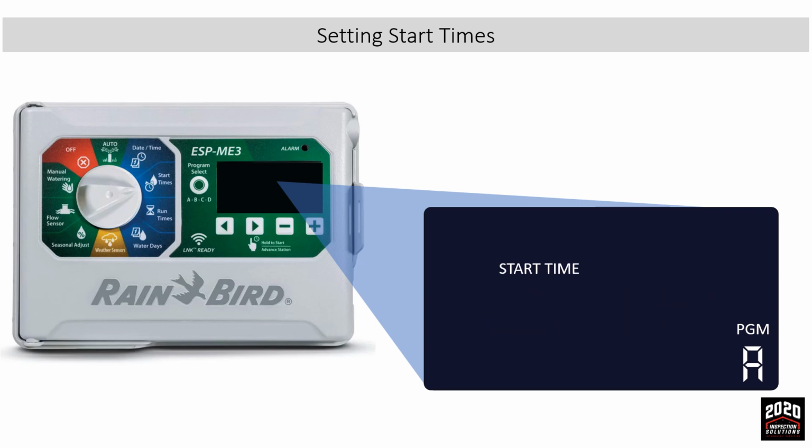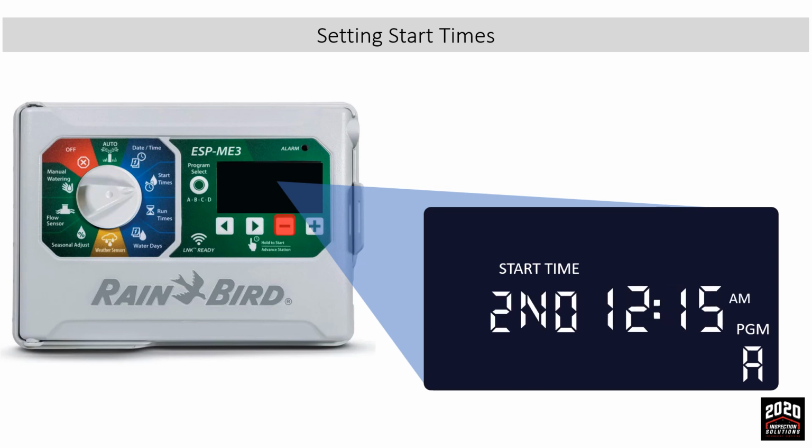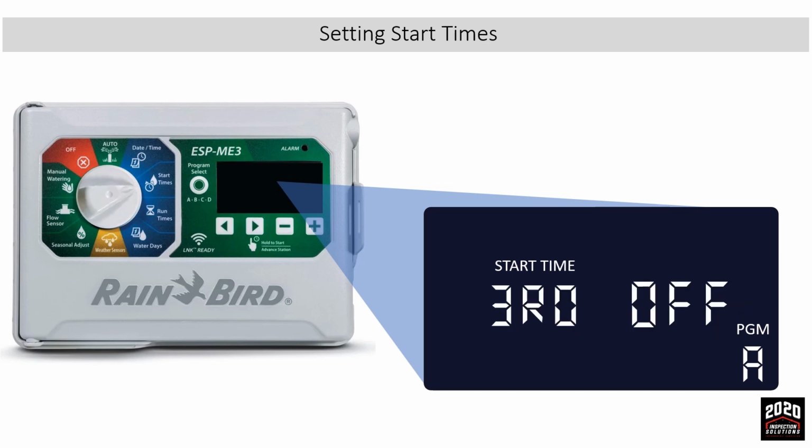Use the plus button and proceed forward to 8 a.m., which will be the second complete cycle for the program. We also want a third start time, so we'll use the right arrow to go to start time 3, and we'll go backwards this time from midnight down to 3 p.m.